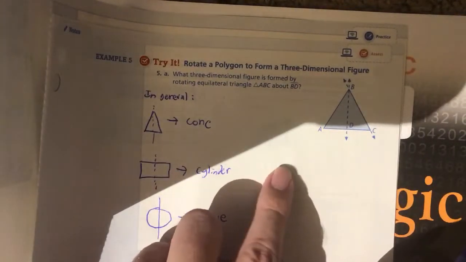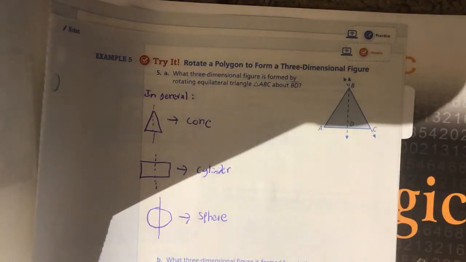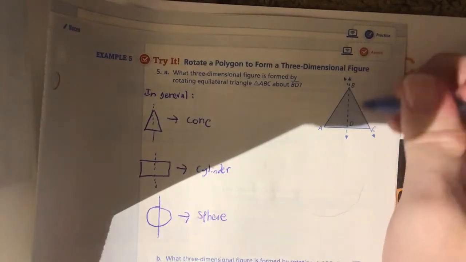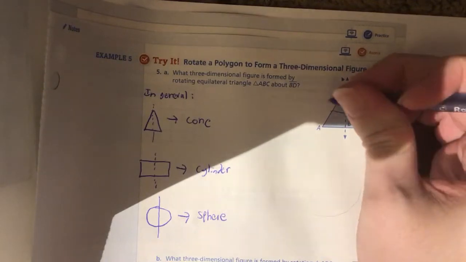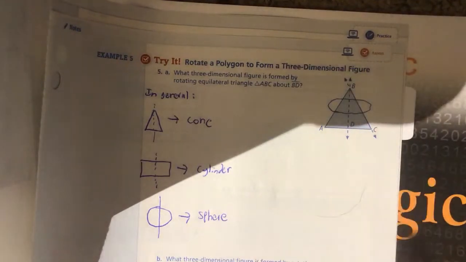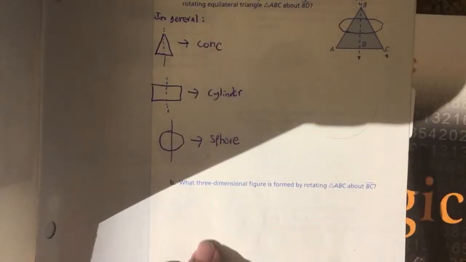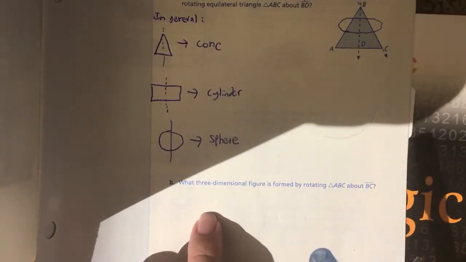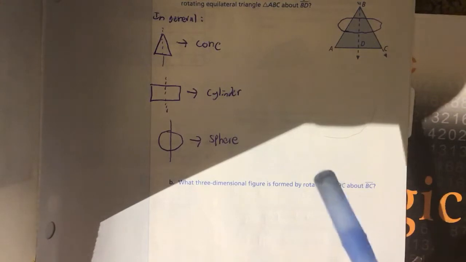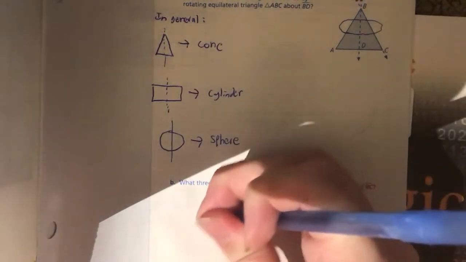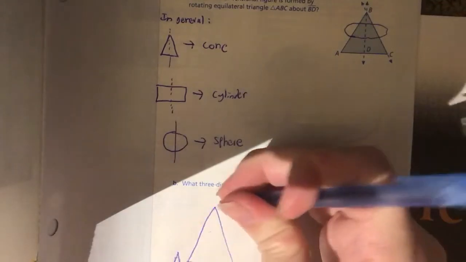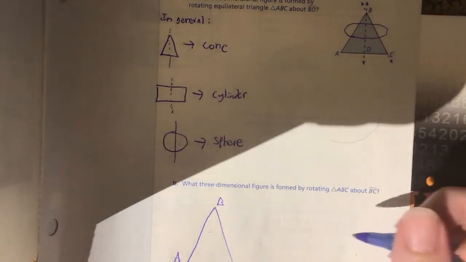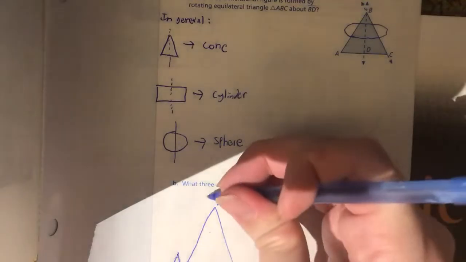So if I rotate this one about the middle right here, it's going to form a cone. Because it's just going to spin around, it's going to be a cone. What 3D figure is formed by rotating triangle ABC about BC? So I'm going to draw you what this figure looks like. So I have a triangle, A, B, C, and this time I'm rotating it about BC.